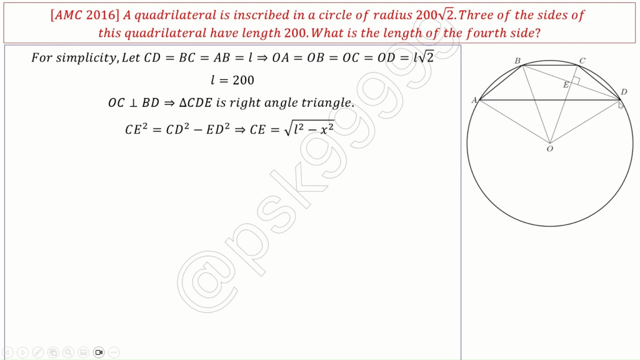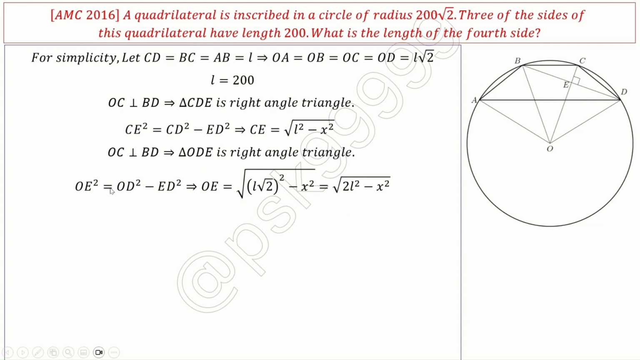Now we'll take another right angle triangle, DEO, or ODE. In this also, OE square is nothing but OD square minus ED square, same Pythagoras theorem I am applying. So OE is equal to square root of L root 2 whole square minus X square, that is square root of 2L square minus x square. Now we know that CE plus OE is nothing but the radius, which is OC. So L root 2 equals square root of L square minus x square plus square root of 2L square minus x square.